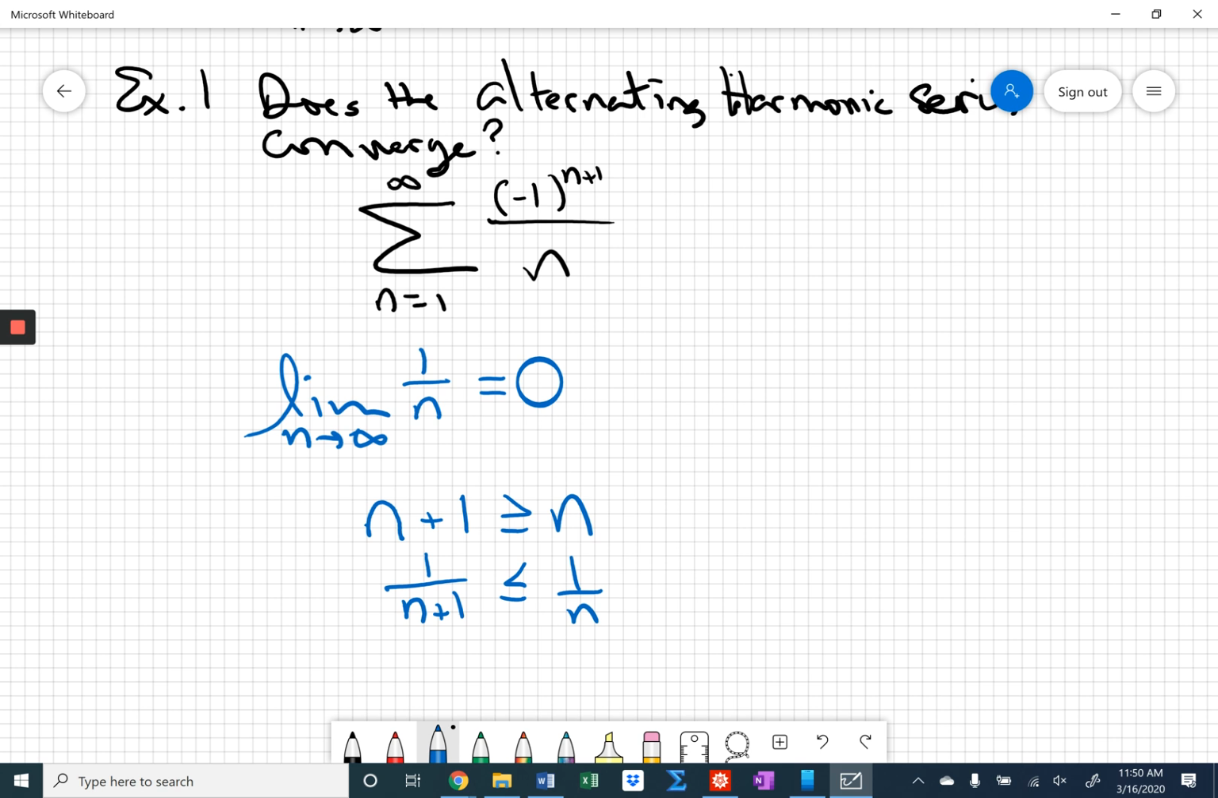But 1 over n plus 1, isn't that just a sub n plus 1? And isn't this just equal to a sub n? Well, now I've met number 1, and I've met number 2. Therefore, the alternating harmonic series is convergent.